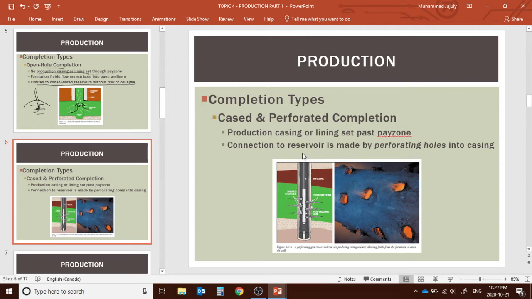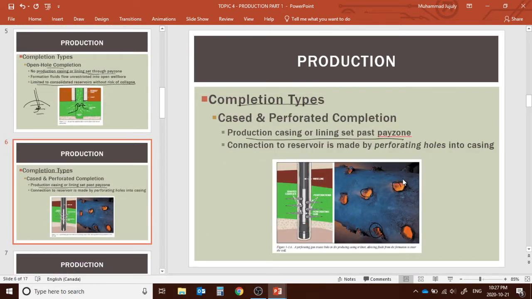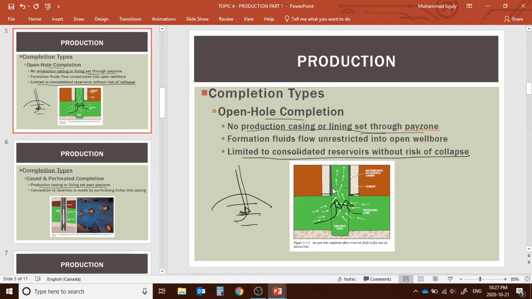Mostly what we use right now is a completion type like this, perforated. The production casing or liner is perforated, which means it has holes, as I showed you here. Now what is the function of these holes? If you see here, the only way the fluids can enter is through this channel. If this channel gets clogged by dirt or some rock, or anything, then what do you do? The production would be hampered, right?